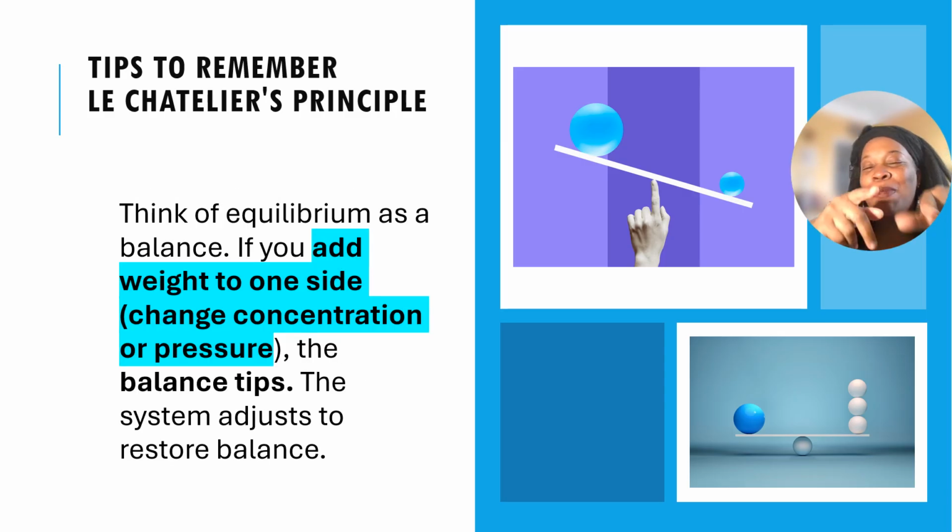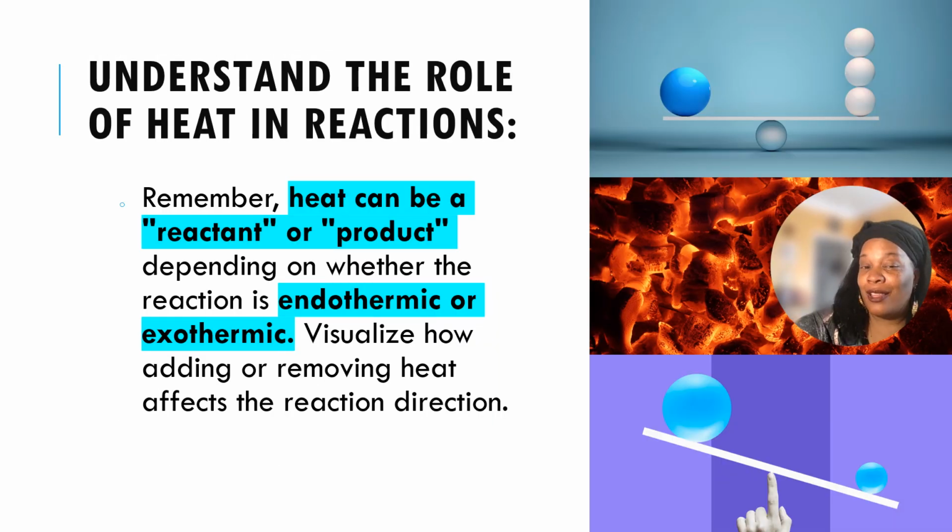And if you notice the images that I put on this screen here, on this document, think of equilibrium as a balance, equilibrium, balance. If you add weight to one side, meaning change concentration or pressure, the balance tips. The system adjusts to restore balance. And finally, remember, heat can be a reactant or product depending on whether the reaction is endothermic or exothermic. Visualize how adding or removing heat affects the reaction direction.